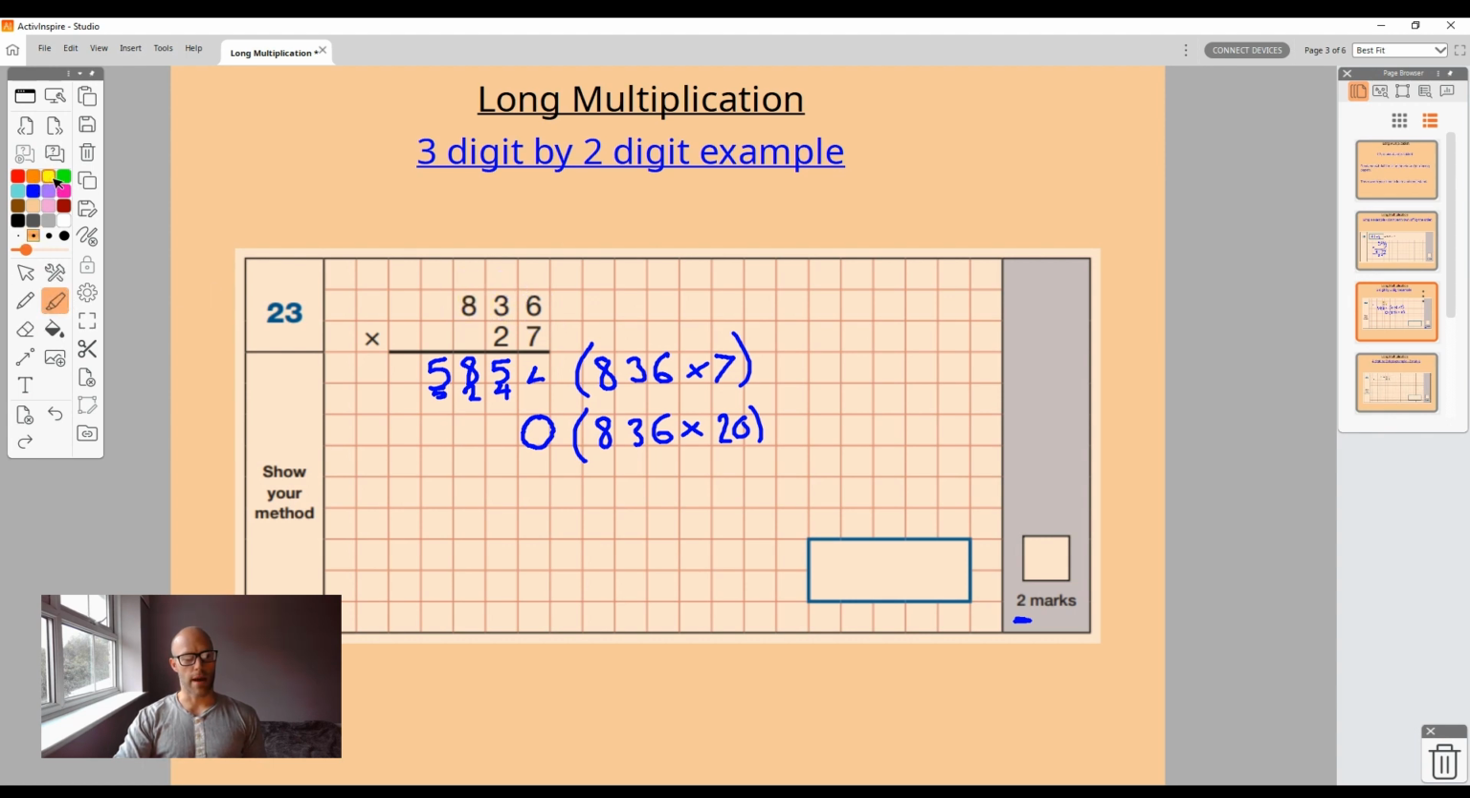We need to know that what we're actually doing in this section here is multiplying 20 by 6, 20 by 30, and 20 by 800. That's the calculation we're doing. So we've done 7 by everything. We're now doing 20 by everything.